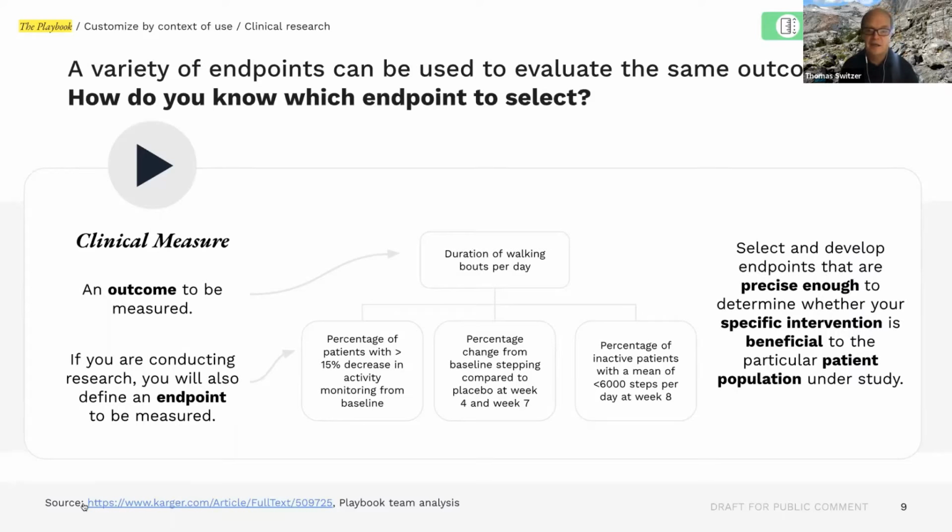But really looking at that with some sort of pre-specification as to what the changes are you're going to be looking at. And so again, you want to select and develop endpoints that are precise enough to determine our intervention is beneficial to the patient. And this is in some respects the clinical validation and the clinical context of how it's actually going to be used, but it's meaningful for the patients that you're testing this under.